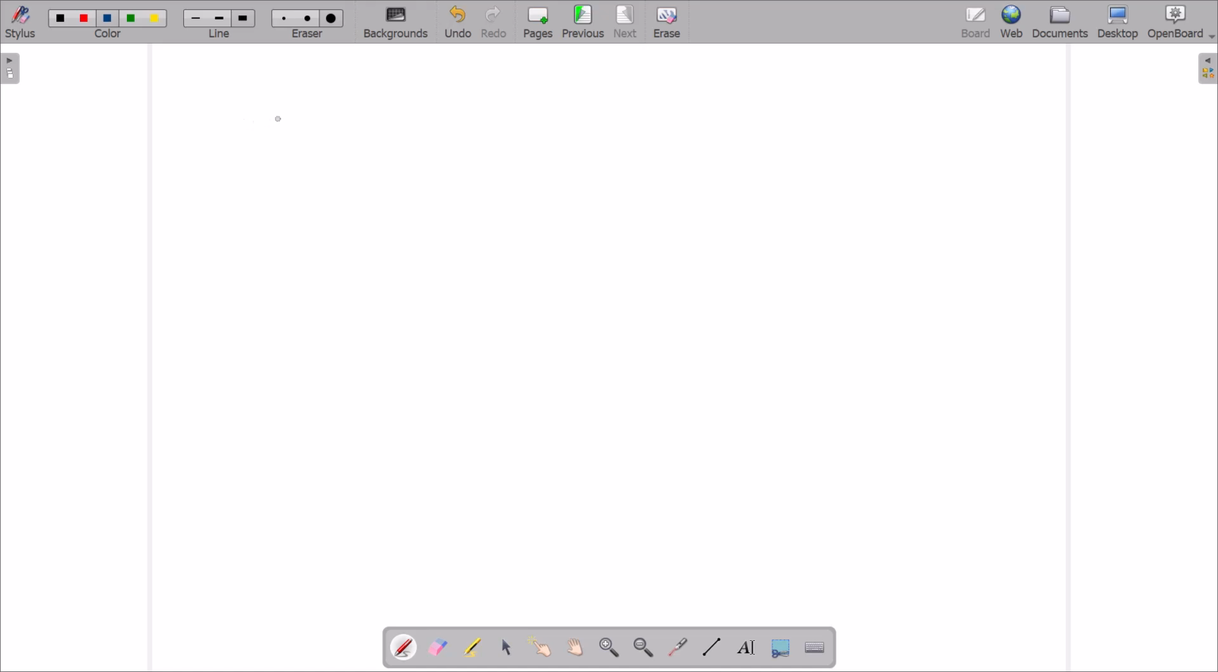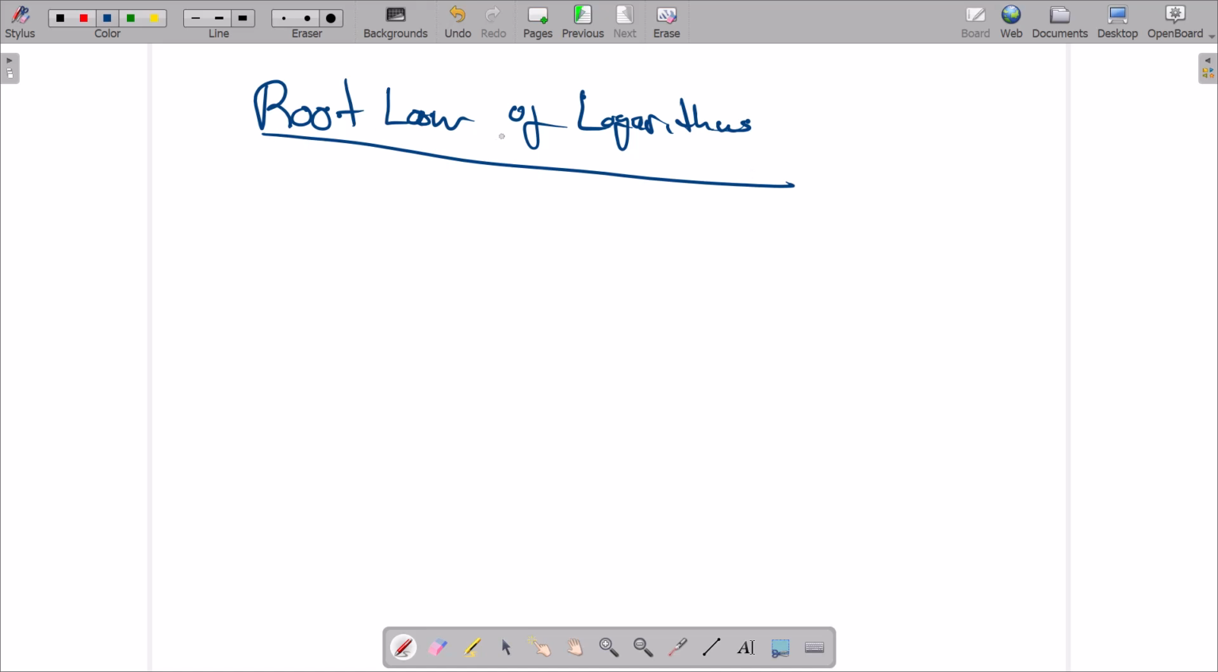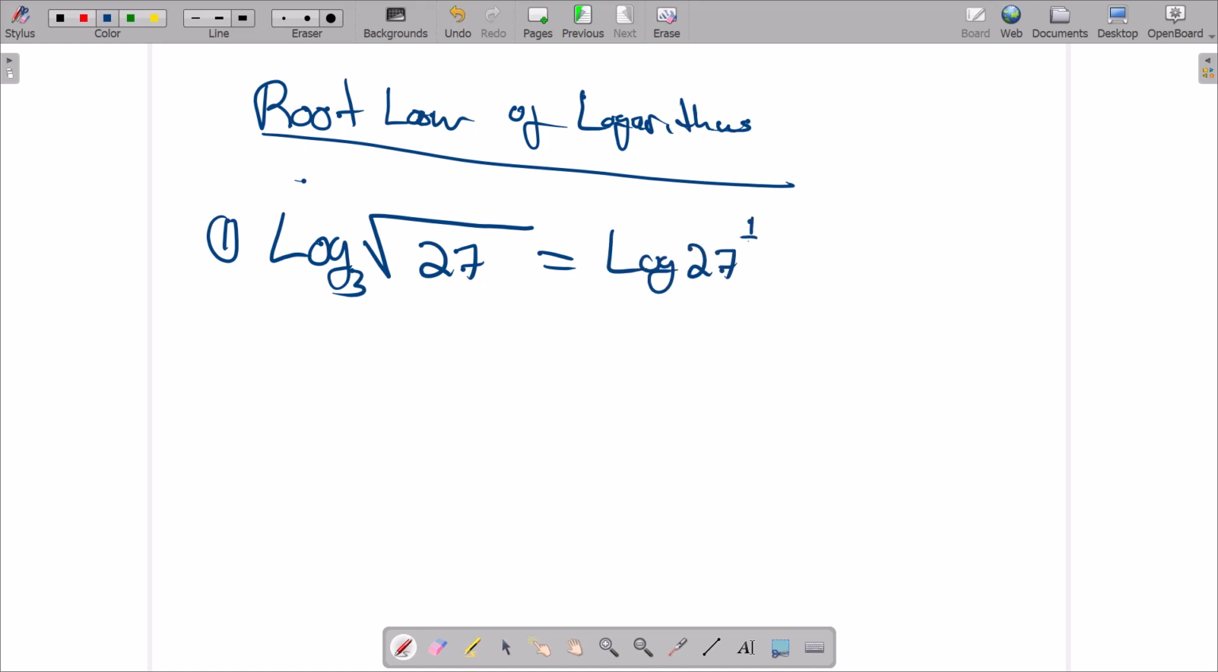In this video, we are going to apply the concept that we have learned about the root law of logarithms. We have explained and described how this concept works. So let us start with a basic example. Logarithm of square root 27, let us use base 3. It is equal to the logarithm of 27 power half, base 3.